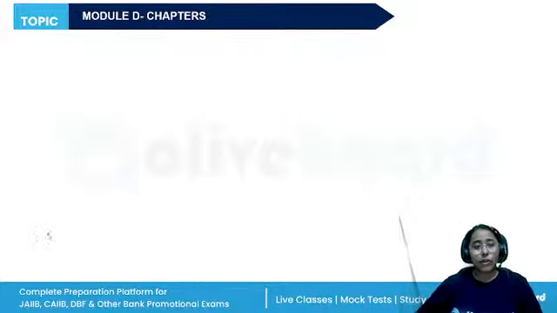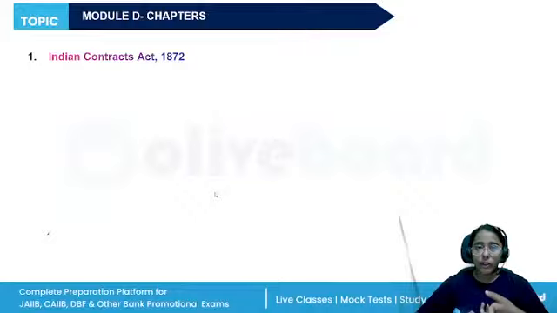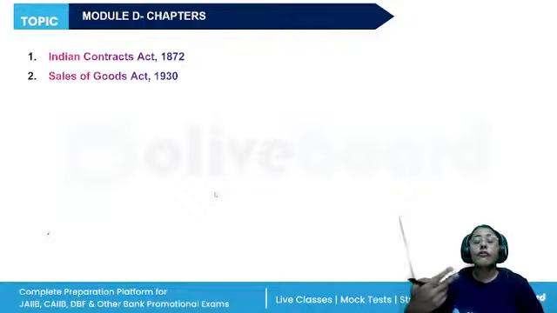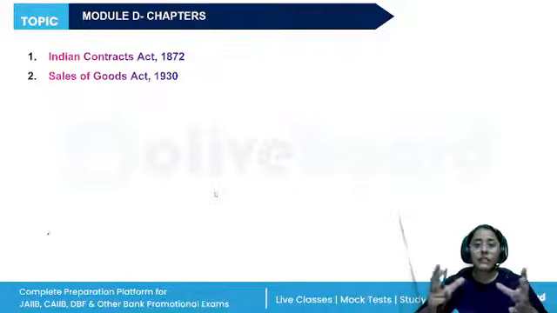Then the last module, module D, basically deals with the commercial laws. So the Indian Contract Act, we'll be studying the essentials of the contract, contract of indemnity, guarantee, bailment, pledge, and agency. Then we'll be studying the Sale of Goods Act. So what are the essentials of the contract of sale, agreement of sale and an actual sale, conditions and warranties, what are the rights available with the unpaid seller.